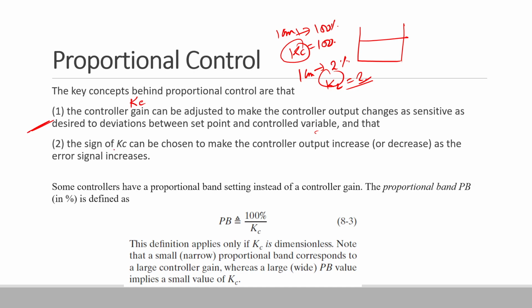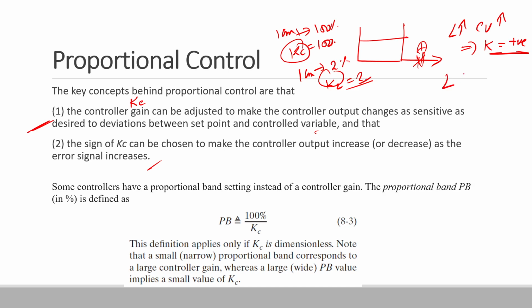Similarly, the second point says that the sign of Kc can be chosen to make the controller output increase or decrease as the error signal increases. That is, if level increases, then we want to open the control valve. In such a case, you can write the value of Kc as positive.